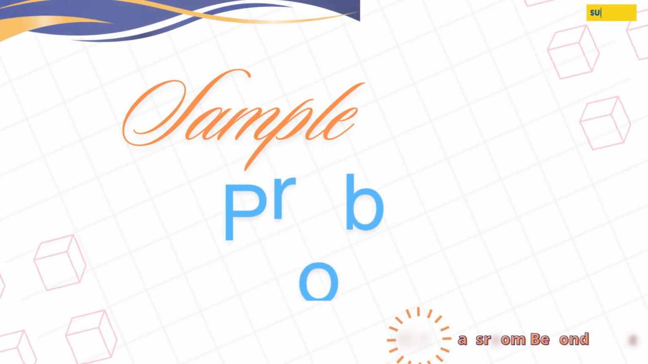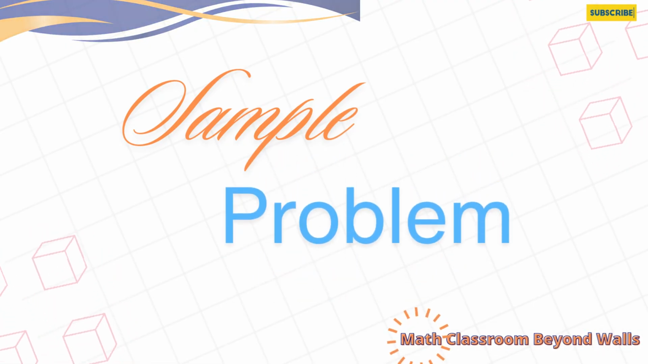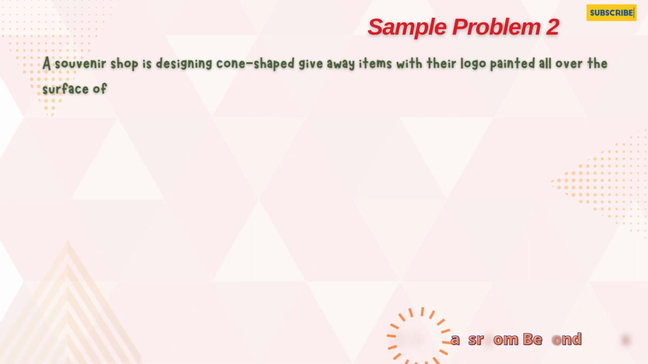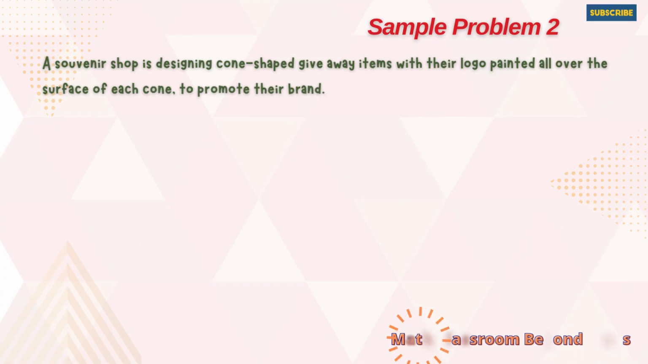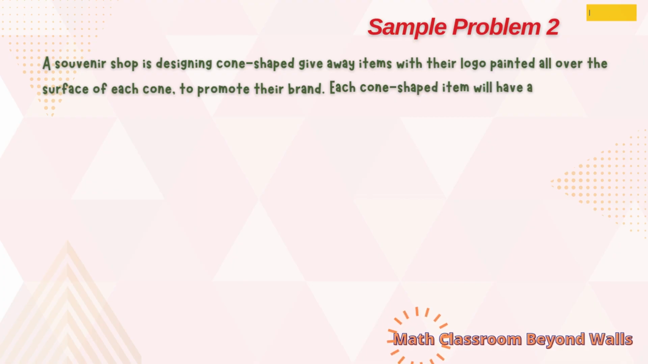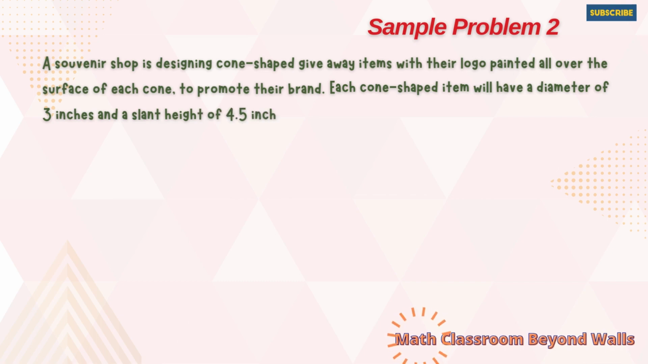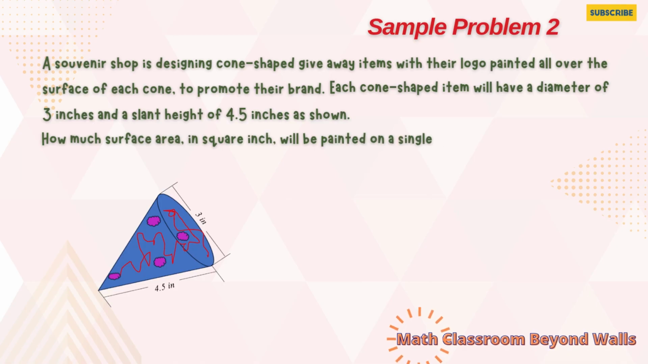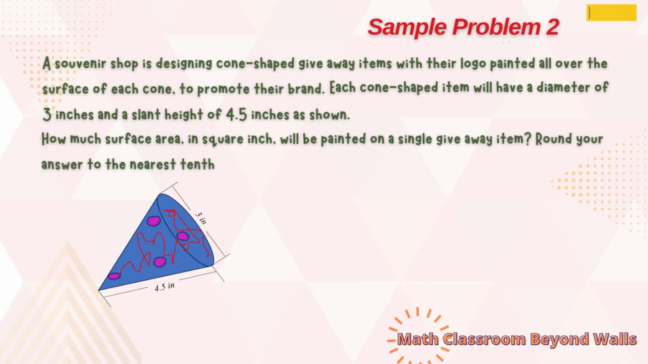Let us go to sample problem 2. Here's the problem. A souvenir shop is designing cone-shaped giveaway items with their logo painted all over the surface of each cone to promote their brand. Each cone-shaped item will have a diameter of 3 inches and a slant height of 4.5 inches as shown. How much surface area in square inch will be painted on a single giveaway item? Round your answer to the nearest tenth of a square inch.